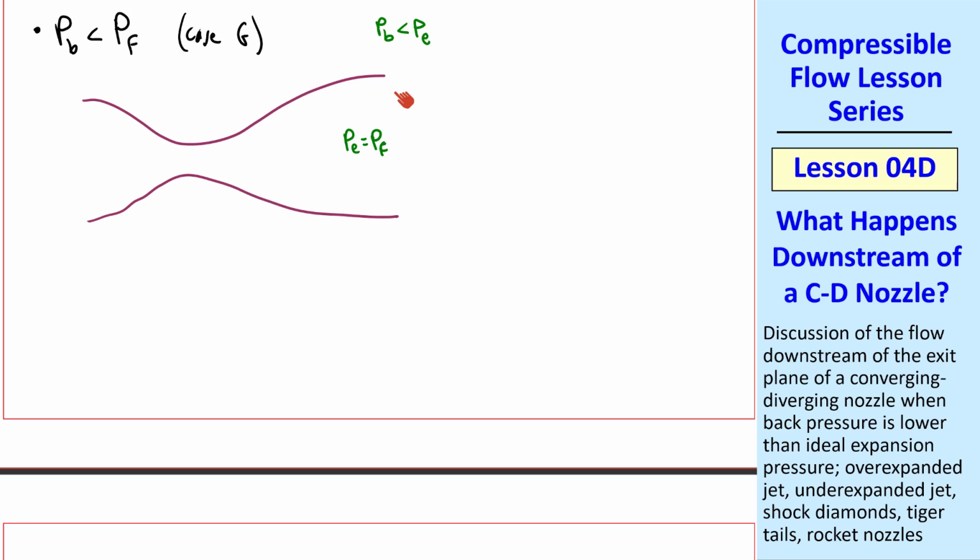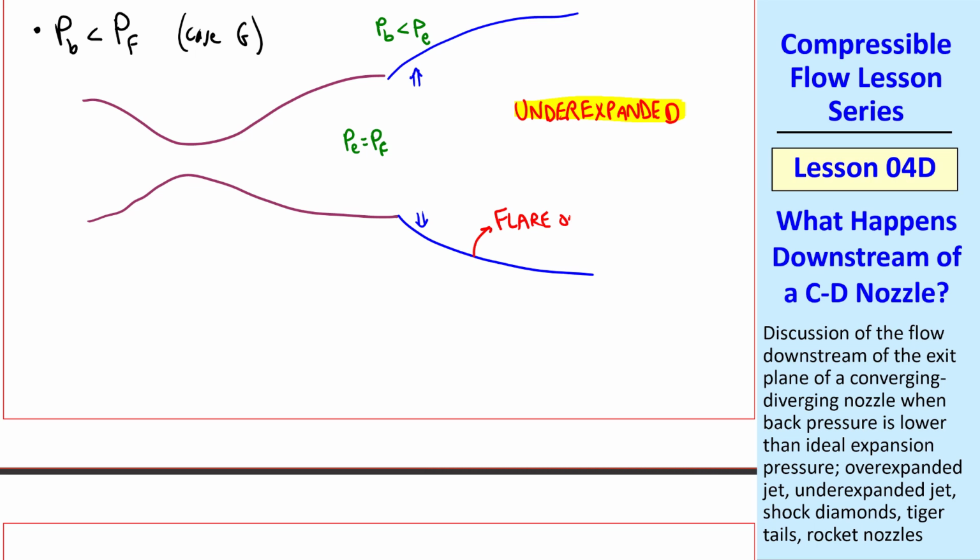So the pressure right here is greater than the pressure just outside the jet. So the jet must flare out, the opposite of the overexpanded case. In this case, the jet is pushing the outer gas outward. We call this underexpanded. It's an underexpanded jet, and this condition is called flare out.